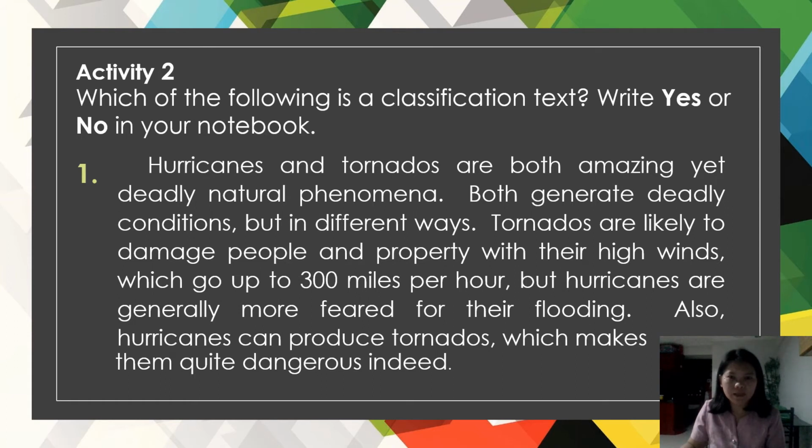Now for activity number 2, you have to read each text and identify whether the text you're reading is classification. So you have to number your notebook from 1 to 5. You just have to write yes or no in your notebook. You need to press pause so that you have time to read the text. This is number 1.